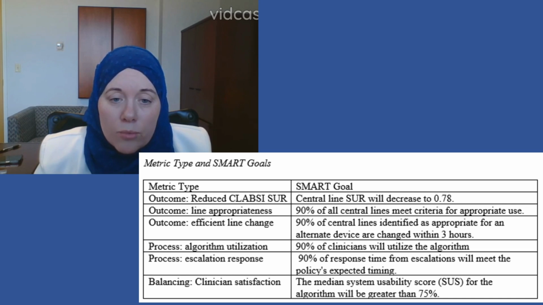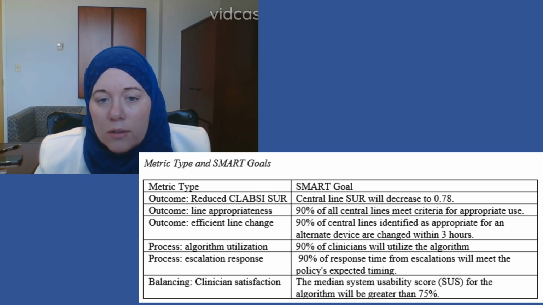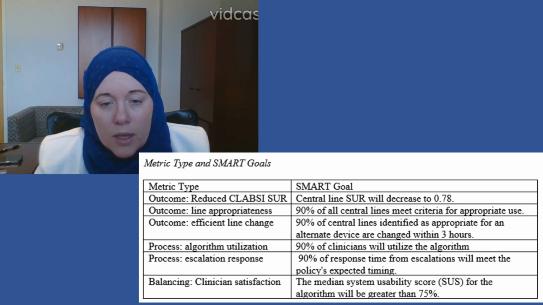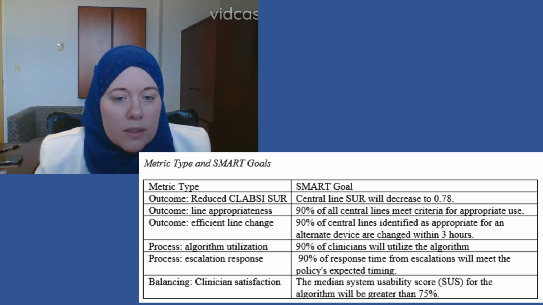The outcome measures of the project are listed here. They include outcomes to ensure that we have a standard utilization ratio that is at least better than the NHSN median. It includes process measures to make sure that we have fidelity to the process of an algorithm that we're developing, as well as other process measures and a balancing measure to ensure that we are meeting the requirements of our stakeholders for satisfaction.